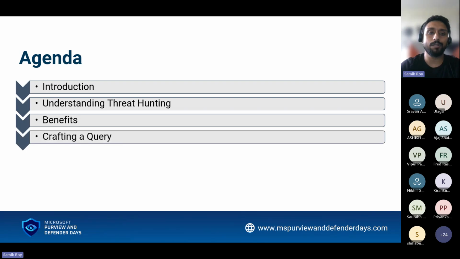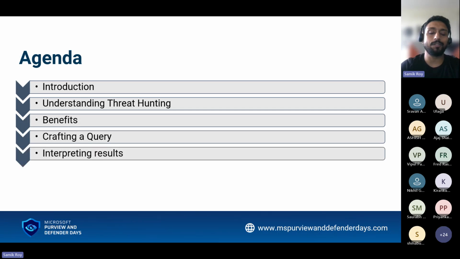Then we're going to look at how you can craft. Why I say craft is because it's not like any other query language where you just write the query. In advanced hunting, you craft or design the query depending on the threat landscape evolution and the hypothesis you have in mind. That's why it is termed crafting a query. Then we will be interpreting the results once we see them, and I'm also going to show you that in the result itself you can find very minute details as well.